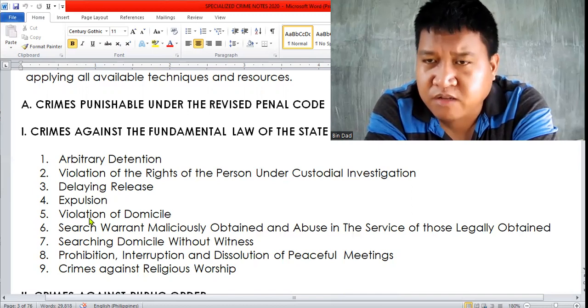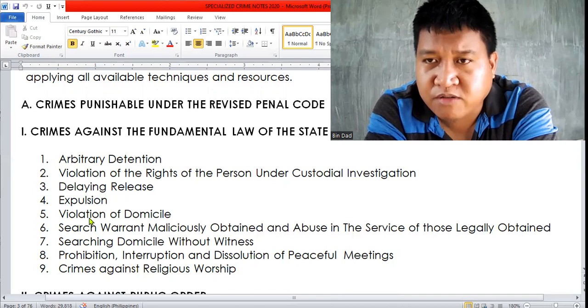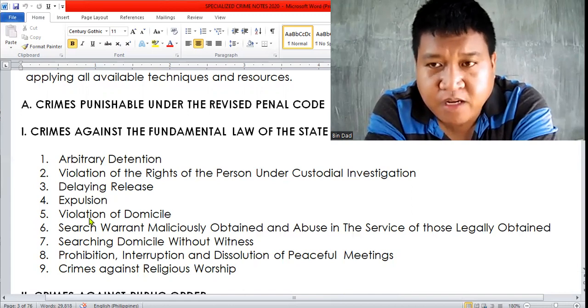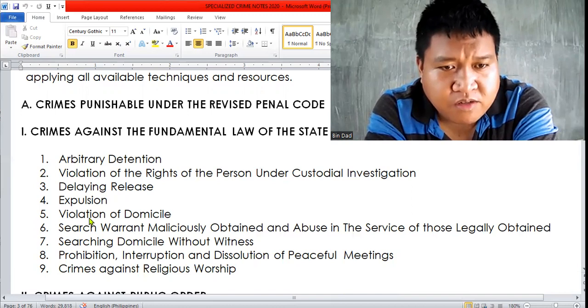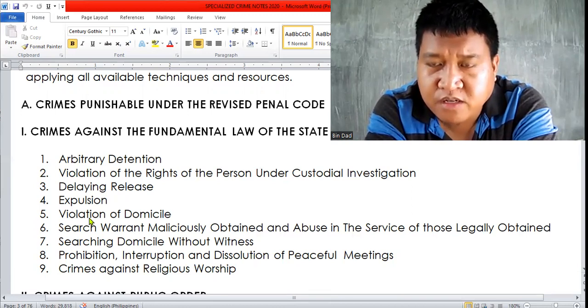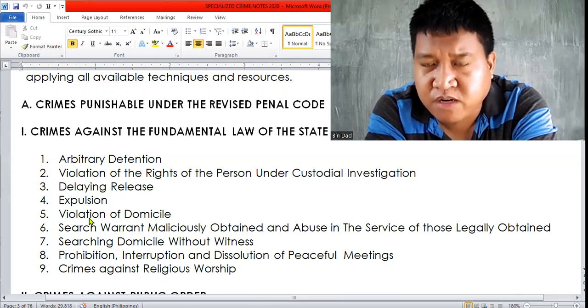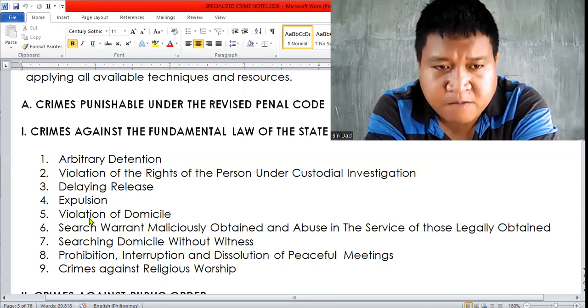Ang search warrant at warrant of arrest, hindi yan ini-issue or hindi yan galing sa police, galing yan sa korte. Ina-applyan yan ng law enforcers like the PNP or the police officers. Ina-applyan ang warrant at saka search warrant. Then searching domicile without witness. So remember this, the law provides that when you conduct a search with warrant, then remember this, there should be witnesses.